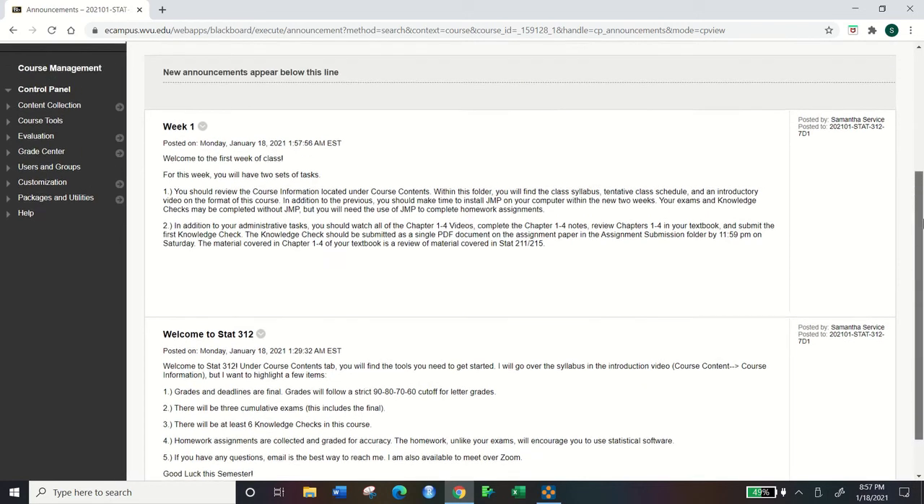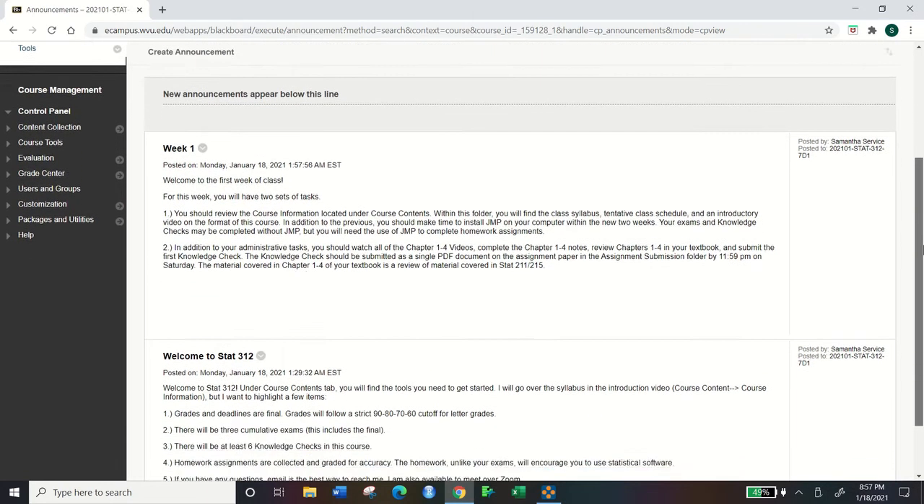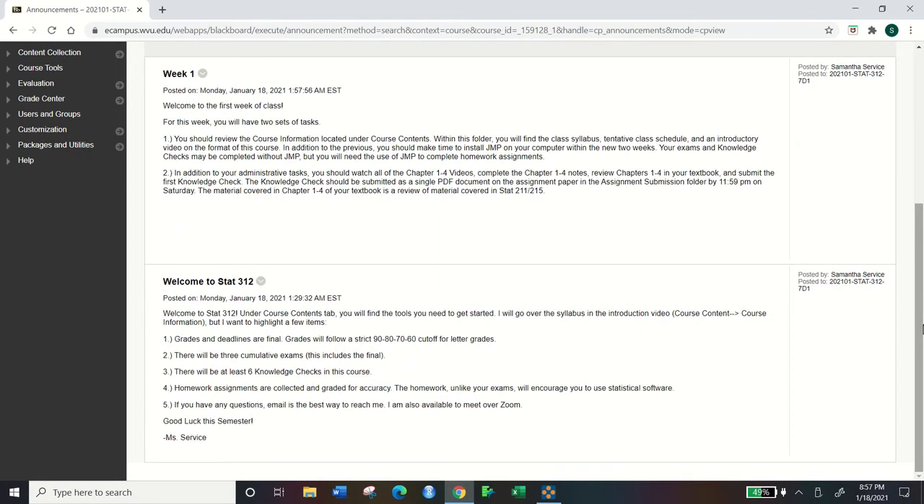When you log on to eCampus, the first thing you'll see is the announcements page. Be sure to check this often, as the announcement page is my best way to communicate with the entire class. At this point, you should notice two posts have already been made. One welcoming you to Stat 312 and another one giving you a list of tasks to complete for this week.